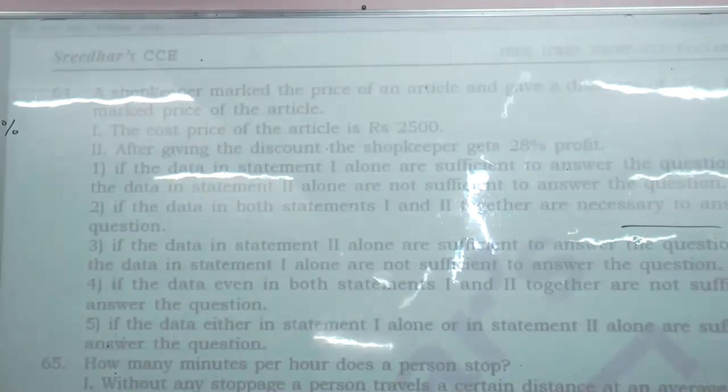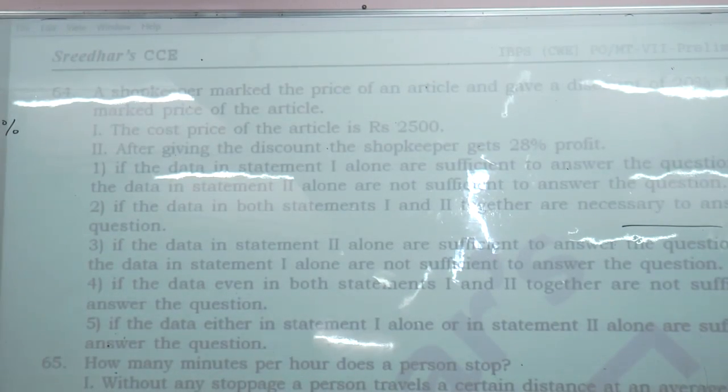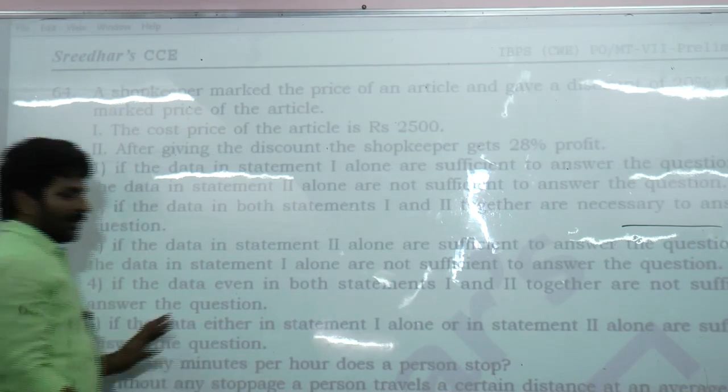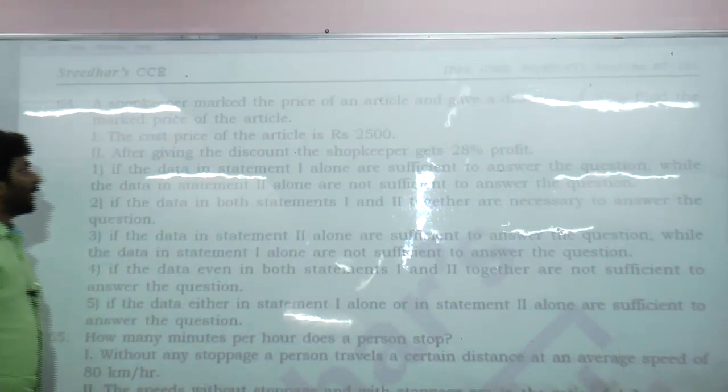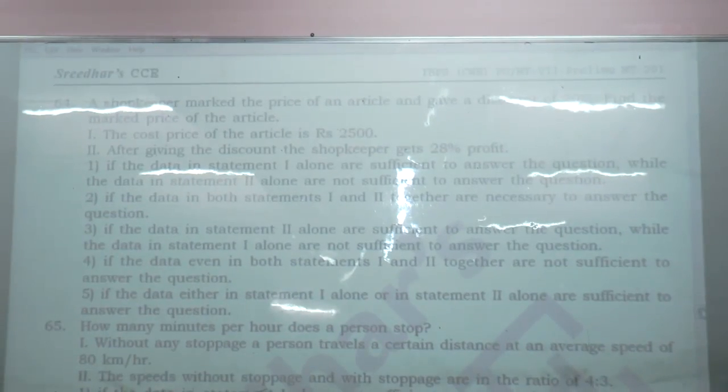The shopkeeper marked the price of an article and gave a discount of 20%. Find the market price of the article. You are asked about market price, right? He allowed a discount of 20%. The cost price of the article is 2,500.